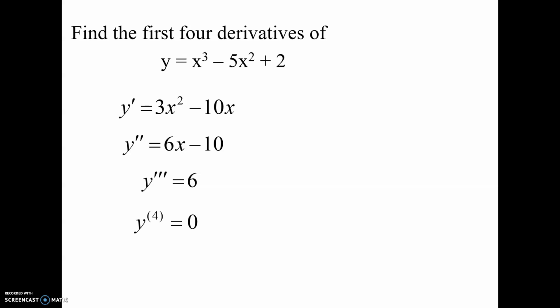Let's try another one and take the first 4 derivatives. Remember, we can take derivatives as many times as we want to. Taking the first derivative, I would get 3x squared minus 10x, using the power rule, the addition rule, the subtraction rule, the constant multiple rule, and the constant rule. Taking a second derivative, I'd get 6x minus 10. Taking a third derivative, I'd get 6, using the linear rule. And taking a fourth derivative, I'd get 0.